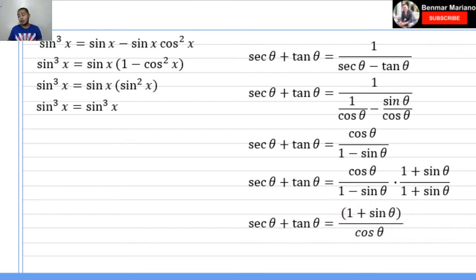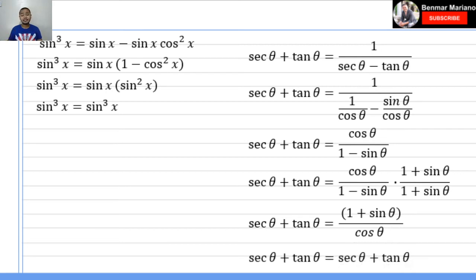Next, we can rewrite that one into two fractions. So, it will become 1 over cosine theta plus sine theta over cosine theta. And we can now convert this one. 1 over cosine theta is actually secant theta by reciprocal identity. And sine theta over cosine theta is actually tangent theta. That is by quotient identity.